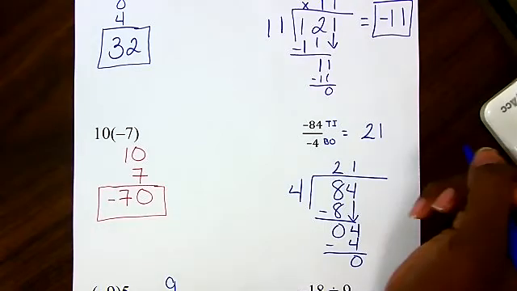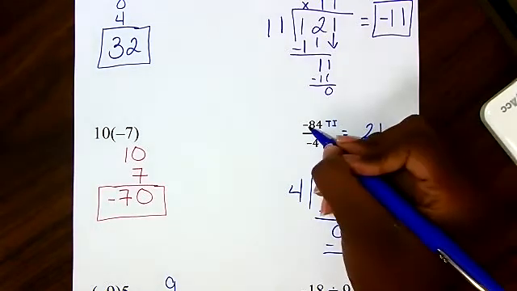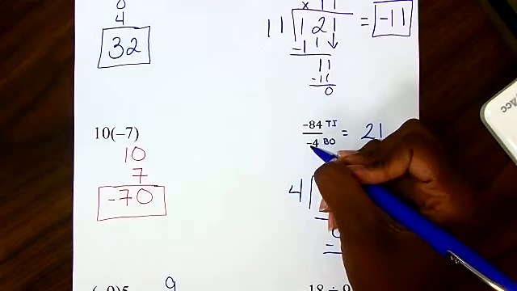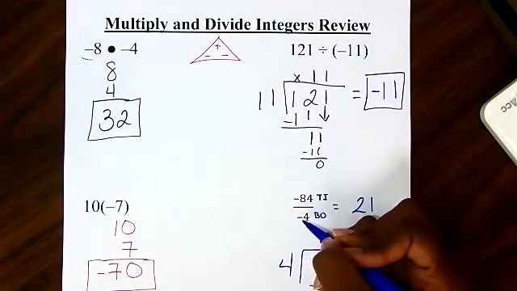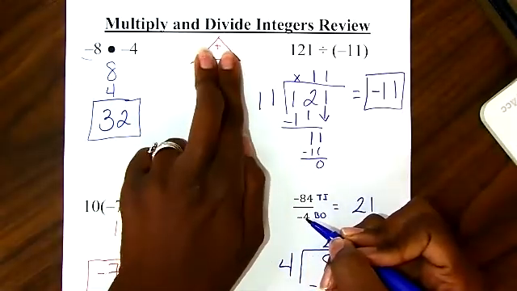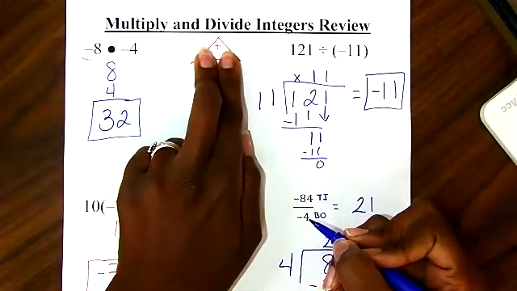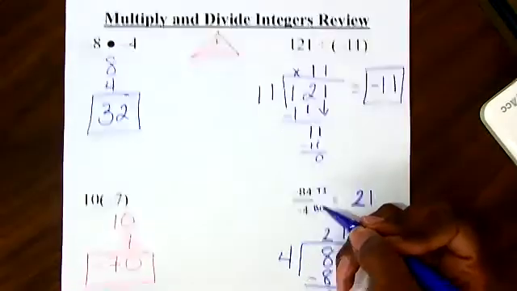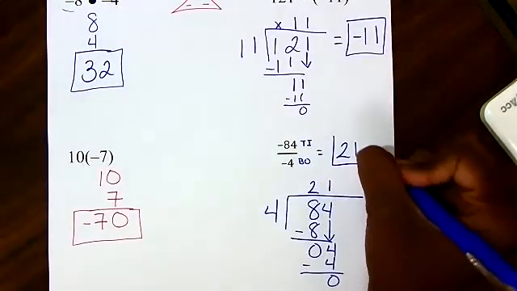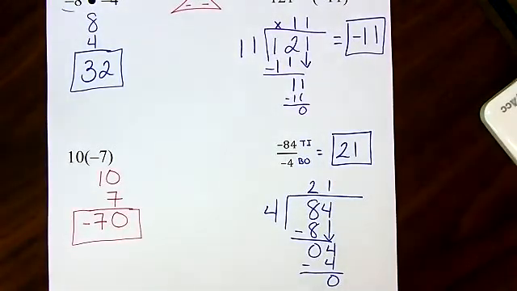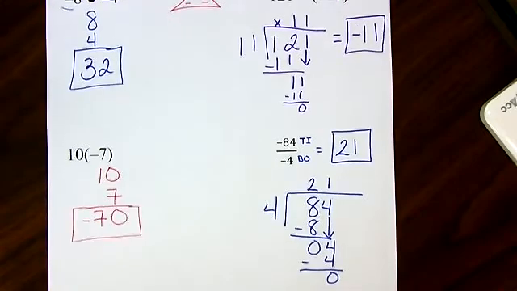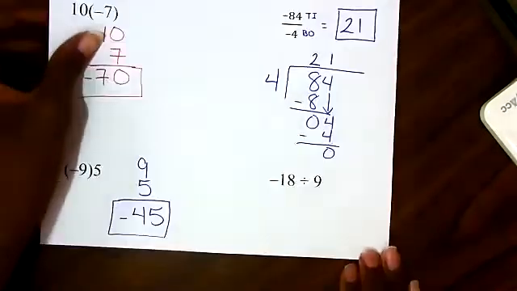Now we need to see, is it negative or positive? I have a negative here and a negative here. According to my triangle, if I have 2 negatives, my answer will be a positive. So 21 is our final answer here. Okay? All right, last one together, guys.